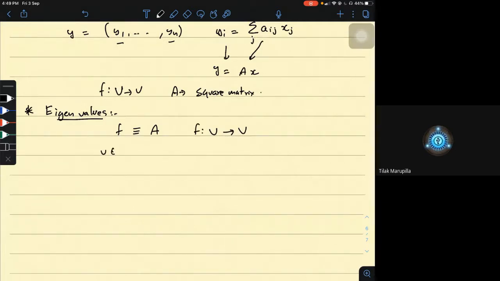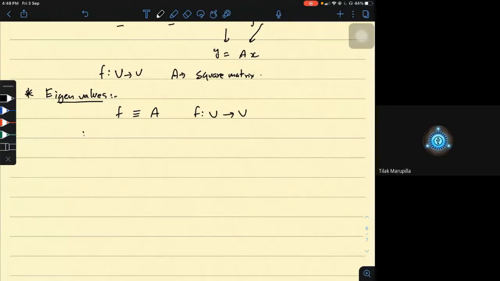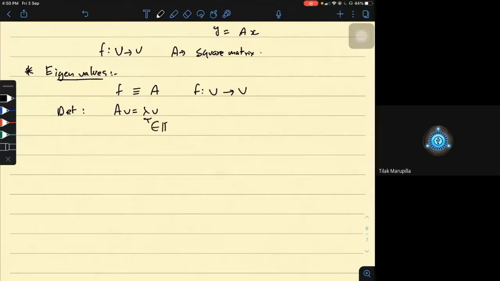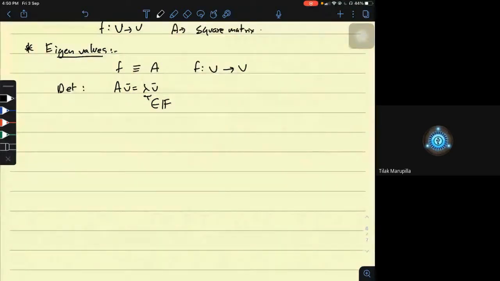So eigenvectors are defined such that A v is lambda v, where lambda belongs to the field F, v is the vector, and A is the operator, the matrix representation of the operator.